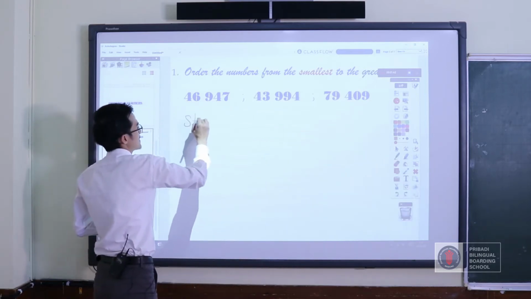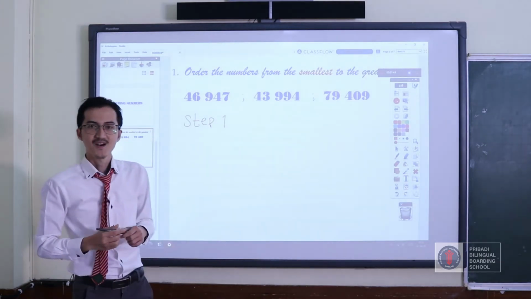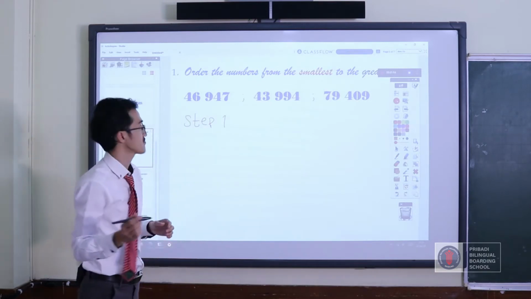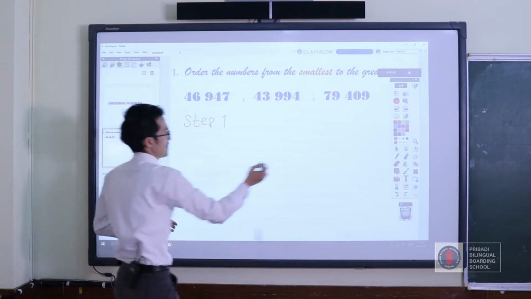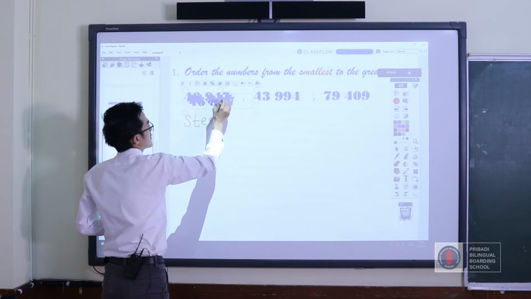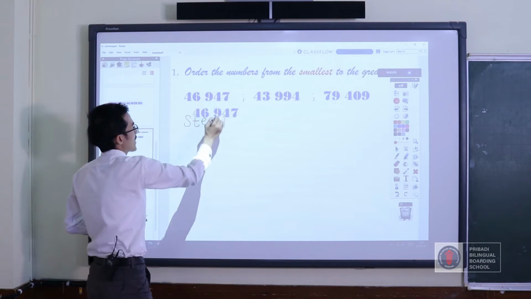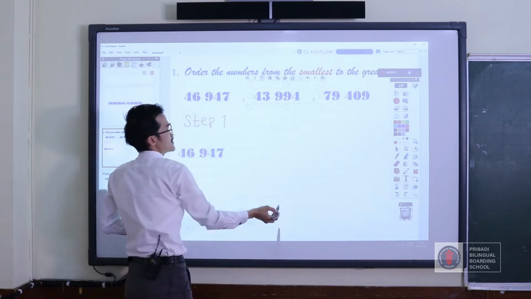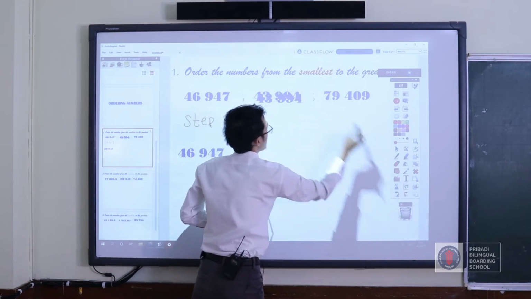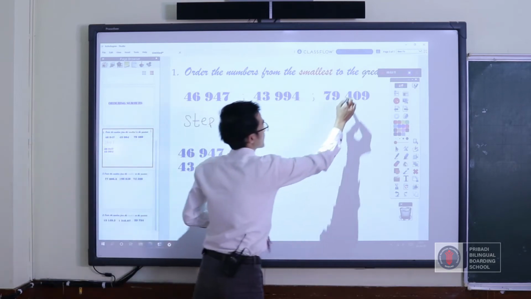Start with step number 1. For step number 1, we are going to write all the numbers, but now we are going to write them vertically. Okay, I will copy. I will write all the numbers again, but now I'm going to write them vertically. Okay, the third one.